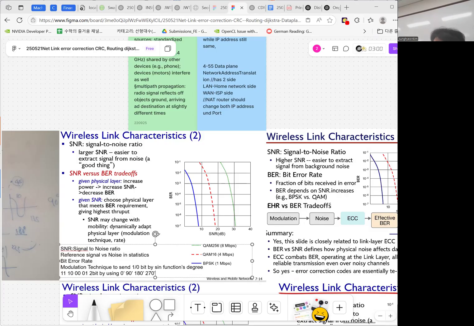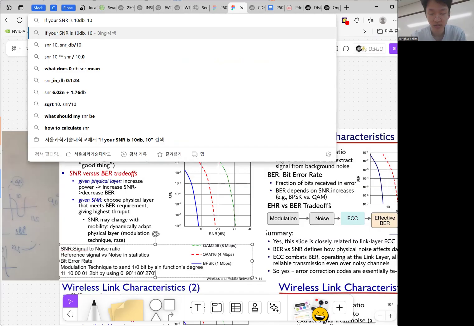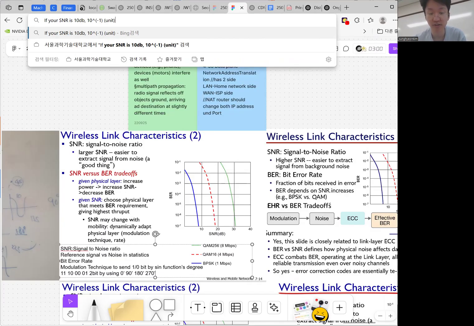If your SNR is, let's say, 10 dB, then what you can only use is BPSK. If you use QAM, then it will make 10 to the minus 1 error. It is very, very bad.